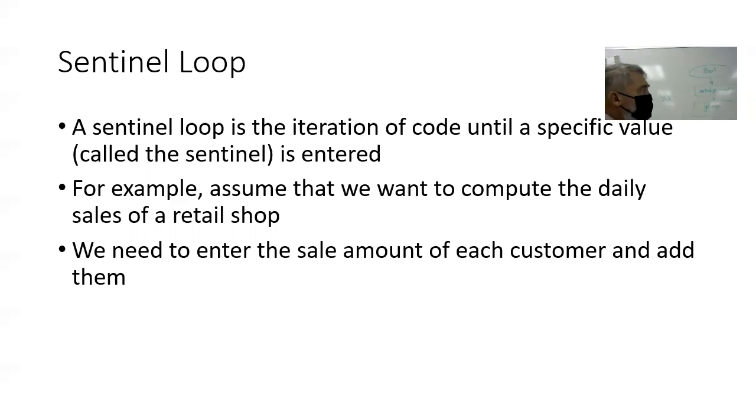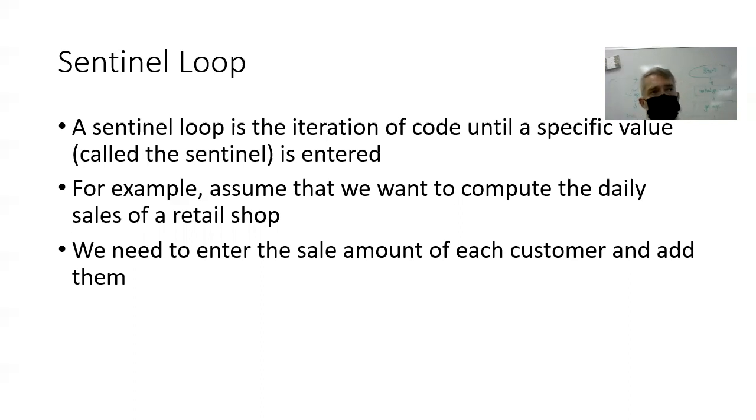The Sentinel loop is the iteration of code until a specific value is entered. What we do here is we're going to have a choice given to the user of the computer system. Every time we run the loop, we give the user an option to exit. This is a little different than the counted loop. In the counted loop, we knew how many times we're going to do it. In the Sentinel loop, we don't know. We're just going to go until something happens.